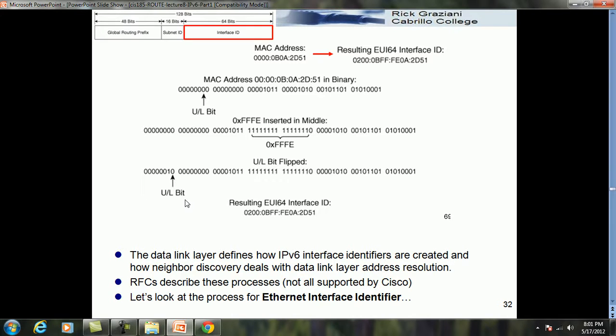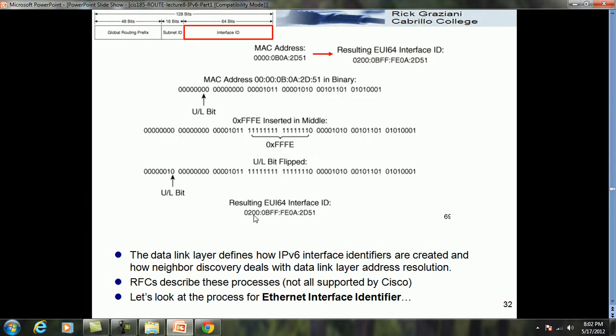The data link layer defines how IPv6 interface identifiers are created and how neighbor discovery deals with data link address resolution. So we'll see this within some time. When I convert this to hexadecimal, I get this value, 02000BFFFE0A2D51. So see, 2D51 is okay. Between 0B0A, it is FFFE in the middle, correct? Yes, but after the 0000, it is something like 0200. How it came about, I will show you in the further slides.